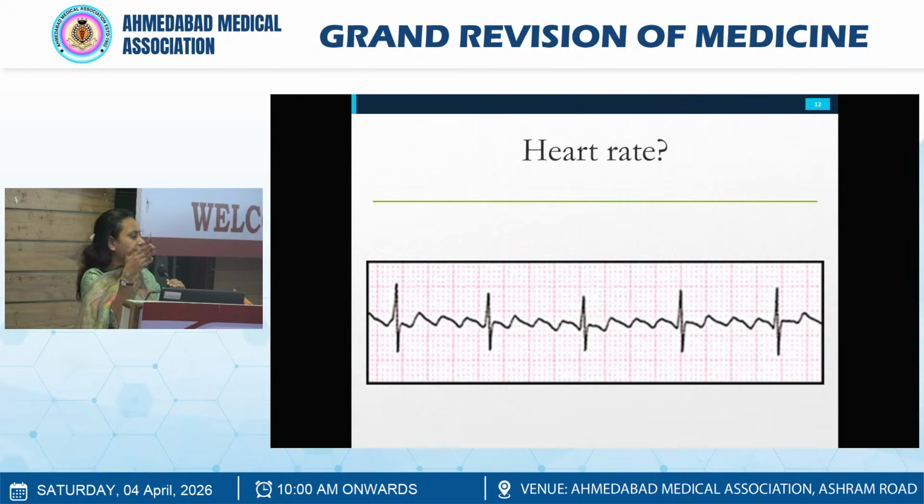Calculate the number of QRS complex in those 30 large boxes. Remember 30. 30 large boxes is equal to 6 seconds and multiply it by 10. Okay, so that will be in a minute. So, number of QRS complexes in 30 large boxes into 10, that will give you the heart rate.